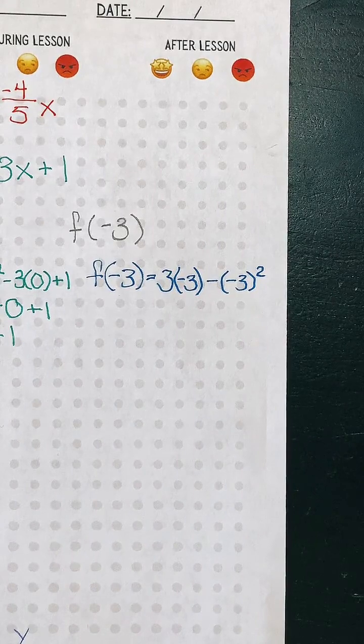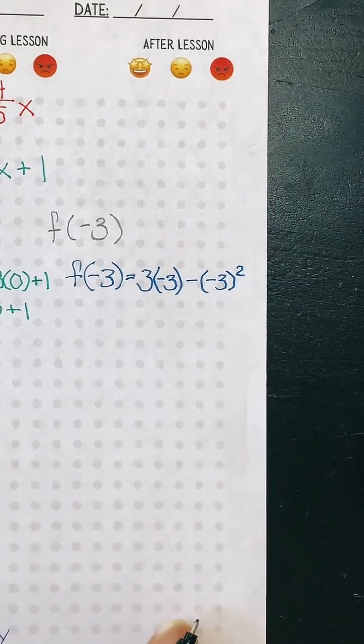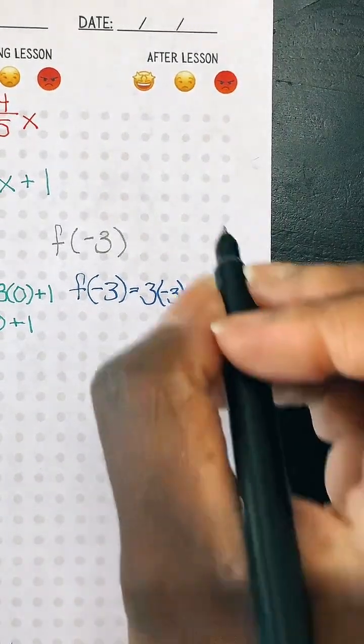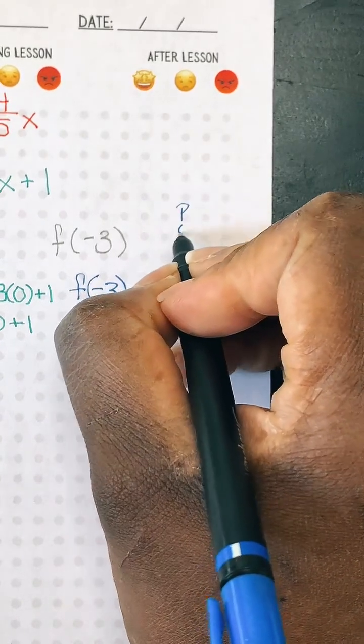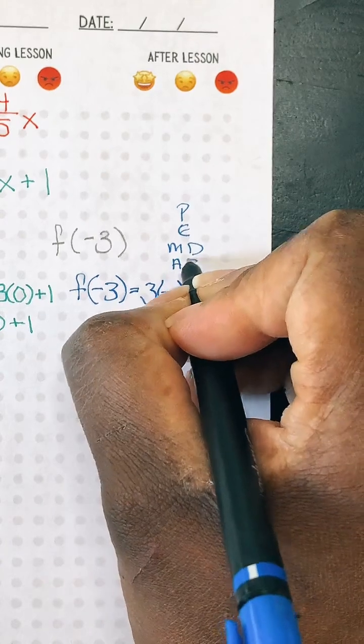Okay, saying 0. All right, so let's take a look. Remember, anytime you're doing any kind of operation, you want to use please excuse my dear Aunt Sally.